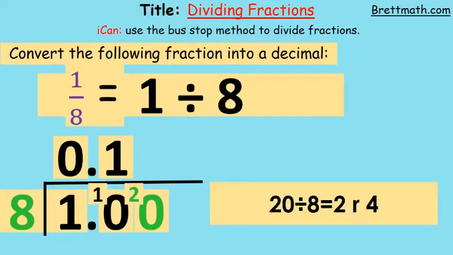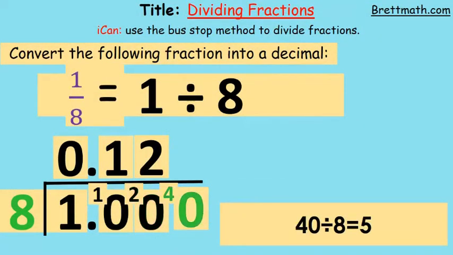Well, we've got 2. 2 times 8 is 16, and we're left over with 4. We have to count up 4 more to get to 20. So we do the same thing again. Put a 0, and then have our 4. Our remainder 4. Finally, how many 8s have we got in 40? 5. It's a nice even number. We just keep doing that until we've got them all.